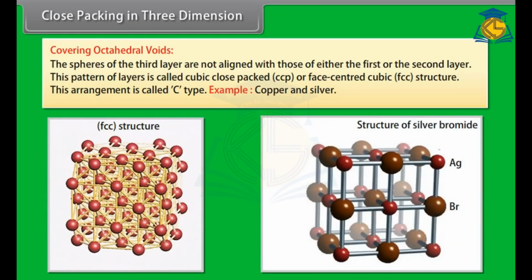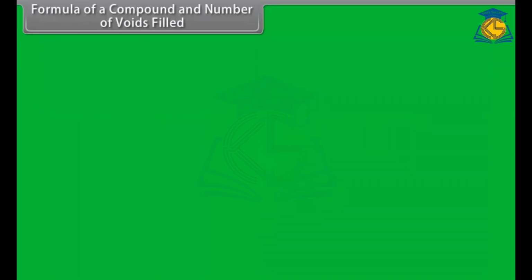2. Covering octahedral voids. The spheres of the third layer are not aligned with those of either the first or the second layer. This pattern of layers is called cubic close-packed, CCP, or face-centered cubic, FCC, structure. This arrangement is called C-type. Example: copper and silver.